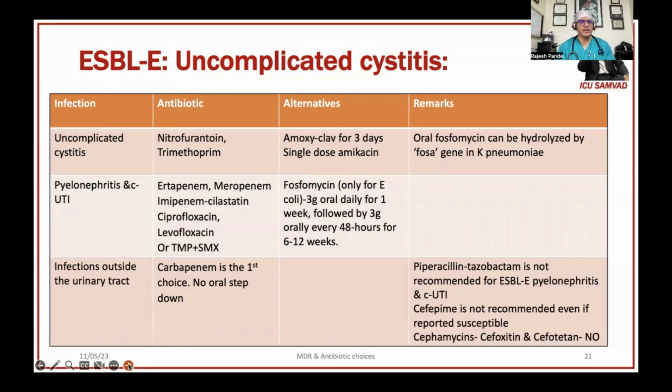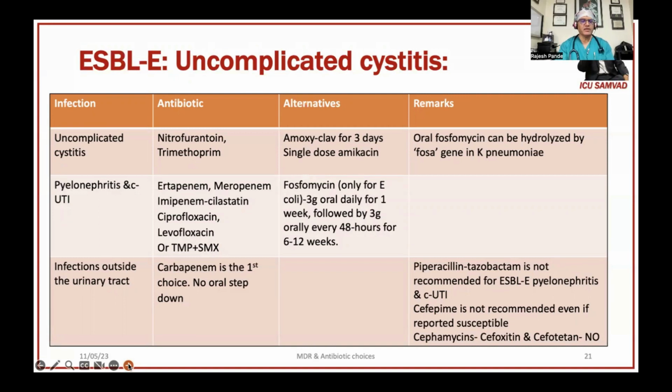So here, what is recommended is for uncomplicated cystitis, nitrofurantoin and trimethoprim can be used, or a single dose amikacin as an alternative, or amoxiclav for 3 days. Oral fosfomycin, a word of caution, because it can be hydrolyzed by the fosA gene in K. pneumoniae. For pyelonephritis and complicated UTI: penems, ertapenem, meropenem, imipenem-cilastatin, or ciprofloxacin, levofloxacin, or trimethoprim-sulfamethoxazole. Fosfomycin is an alternative only if there is E. coli infection, 3 gram oral daily for 1 week, followed by 3 gram orally every 48 hours for 6 to 12 weeks.